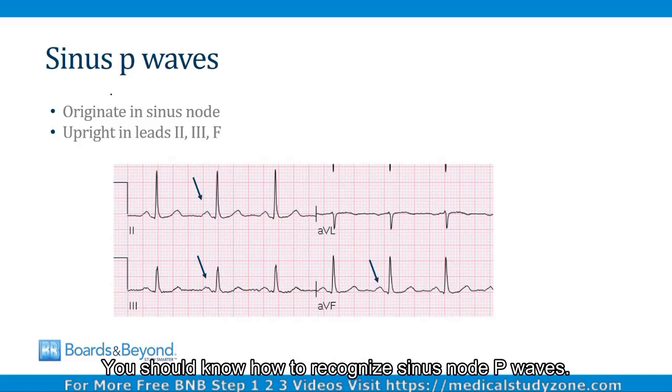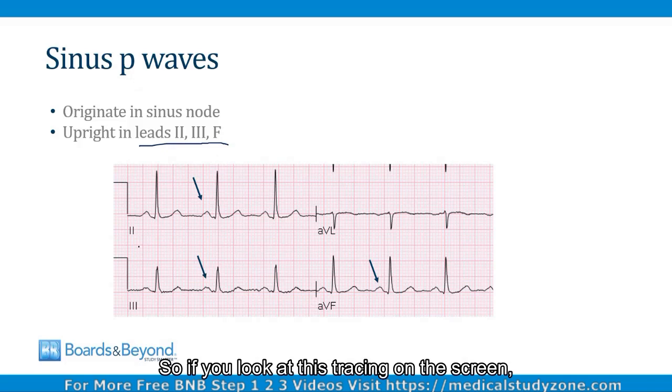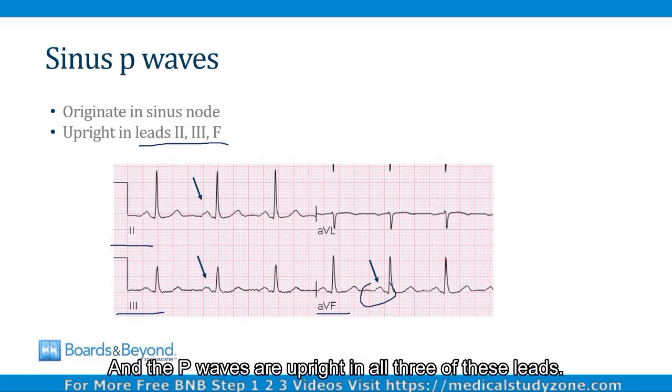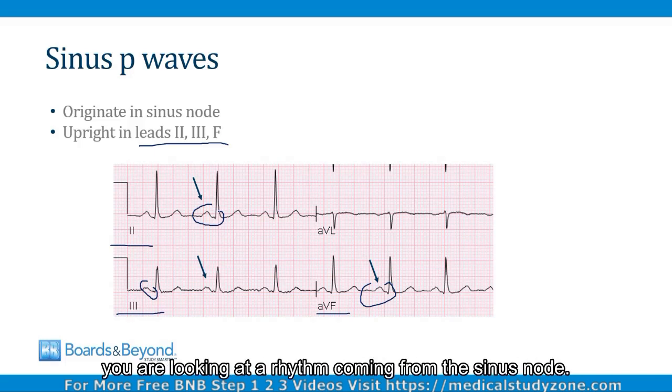So you should know how to recognize sinus node P waves. Sinus node P waves are always upright in leads 2, 3, and aVF. That's how you can identify them. If you look at this tracing on the screen, this is lead 2, this is lead 3, and this is lead aVF, and the P waves are upright in all three of these leads. When you see that associated with a regular rhythm, you are looking at a rhythm coming from the sinus node.